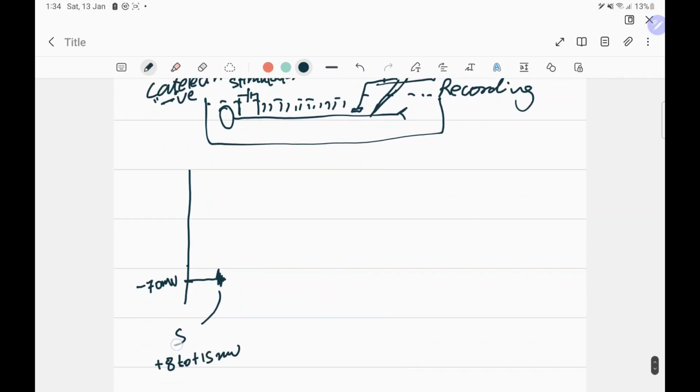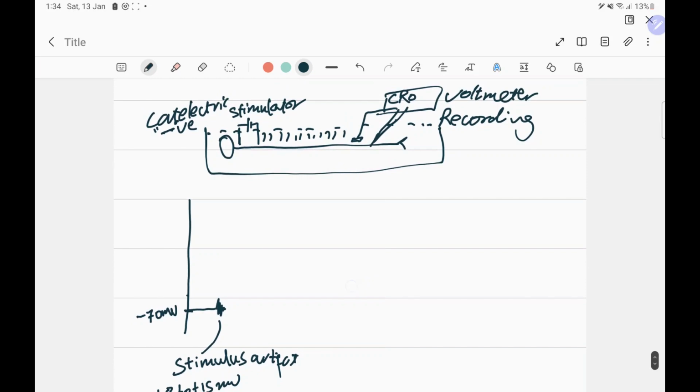What do we call this? Stimulus artifact. A stimulus artifact is just because there is a disturbance in the current, because it leaked through the water. It just flowed through the water and reached the voltmeter over there. So from RMP of minus 70, we had the stimulus artifact.